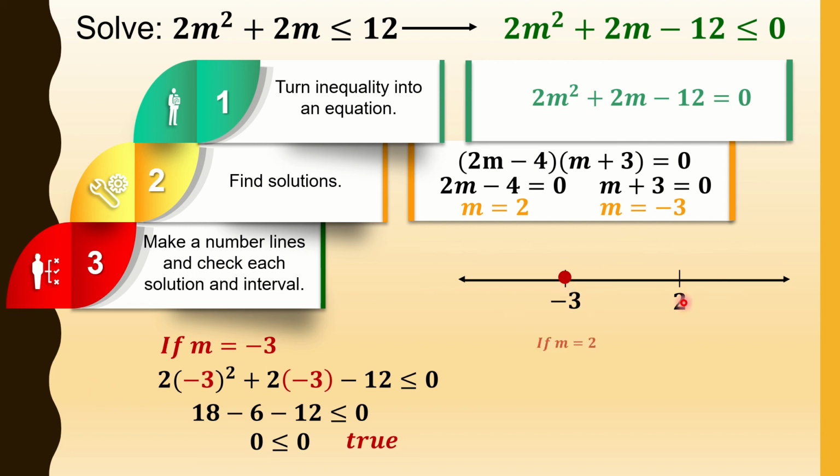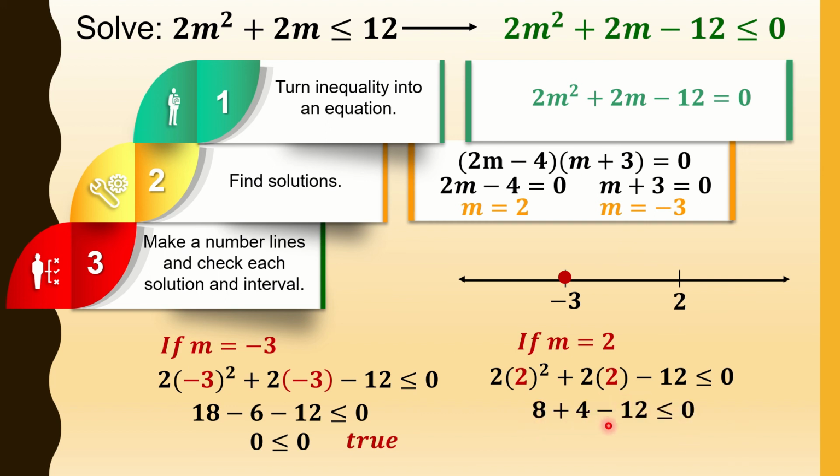So, let's write 2 here. If our m is equal to 2, we have 2 times 2 squared plus 2 times 2 minus 12 is less than or equal to 0. Simplifying this one, I have 8 plus 4 minus 12 should be less than or equal to 0. 8 plus 4 minus 12 is equal to 0, which is equal to 0 as well. Therefore, this solution is true and positive 2 is also included. That's why I use a closed circle here.